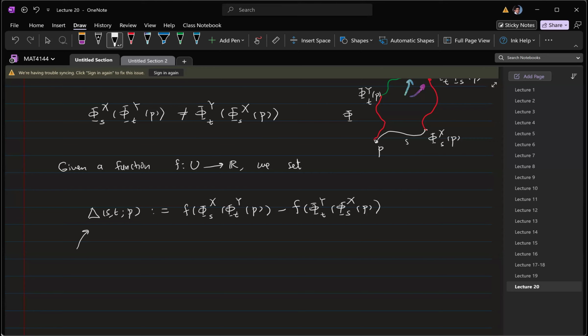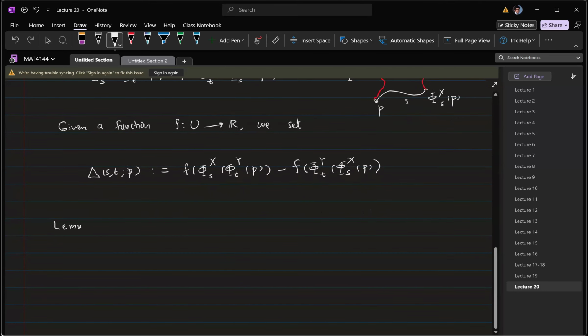Now, a miracle happens if you look at the second derivative at 0. So I'll explain this miracle to you right now. Let me first give this lemma. If you compute the second partial derivative with respect to s and t of this Δ(s, t, p), so you fix p and you differentiate with respect to s and t and then evaluate at 0, then what you see is the commutator in the Lie sense of the operators L_X and L_Y.